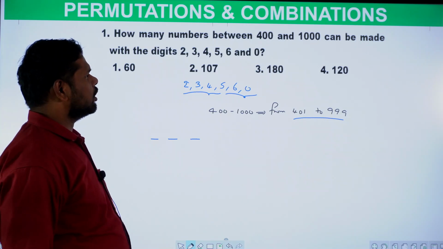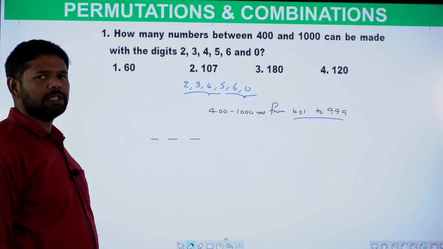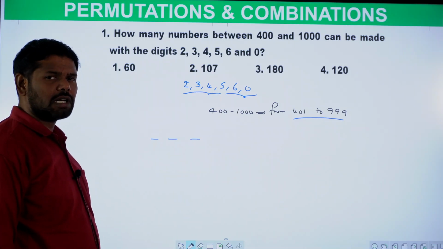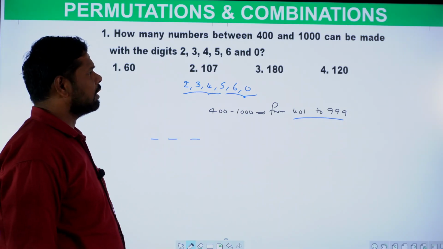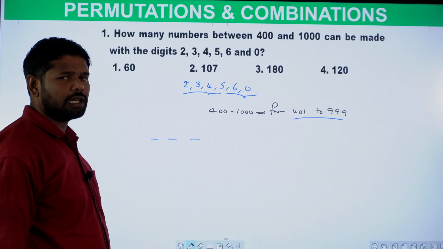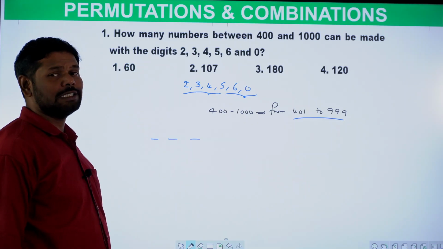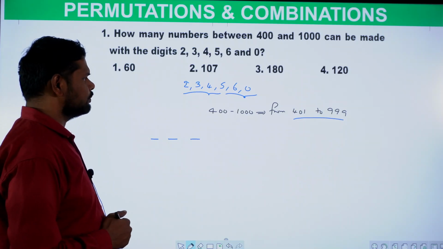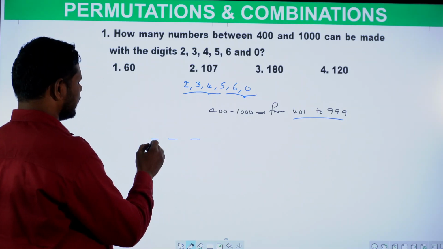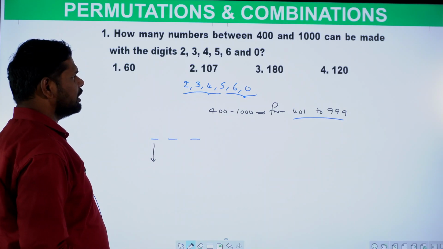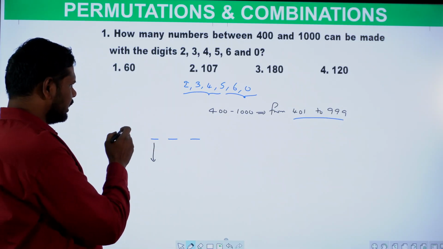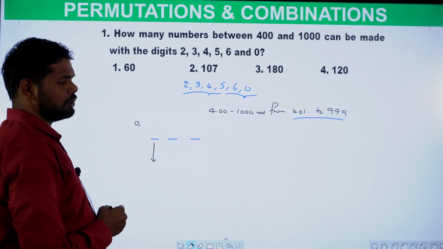Observe how many ways we can do this. Is repetition allowed or not allowed? Between 400 and 1000 there are numbers like 455, 444. So definitely repetition is allowed, because in the question they did not mention without repetition or each digit used once. If it were mentioned, then we would solve in a different way. Now here, at the starting place, if we use 0, then it becomes a 2-digit number. That's why here we are not going to use 0.